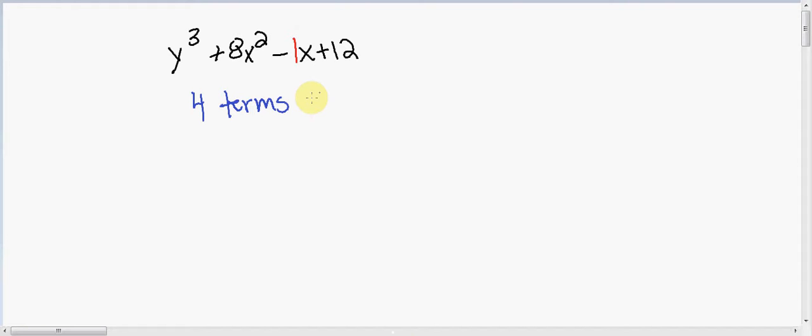And if I wanted to list them, y cubed would be a term, put a comma. 8x squared is a term. Negative 1x is a term. You can put the 1 or not. You do have to have the negative sign. And 12 is a term.